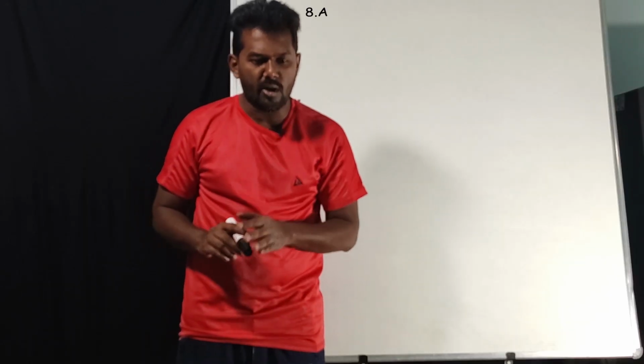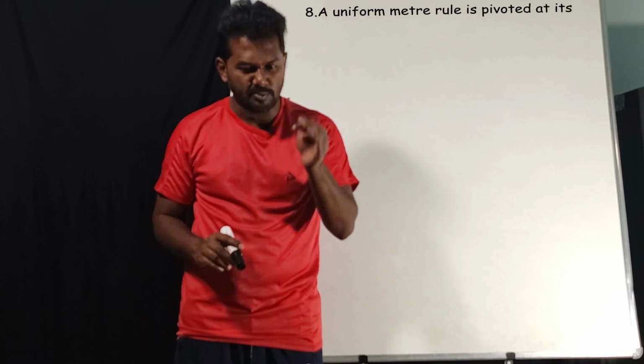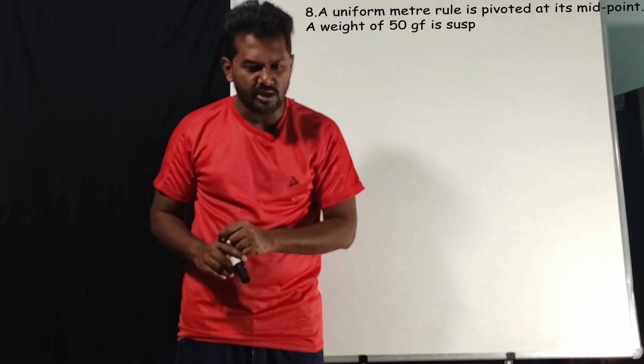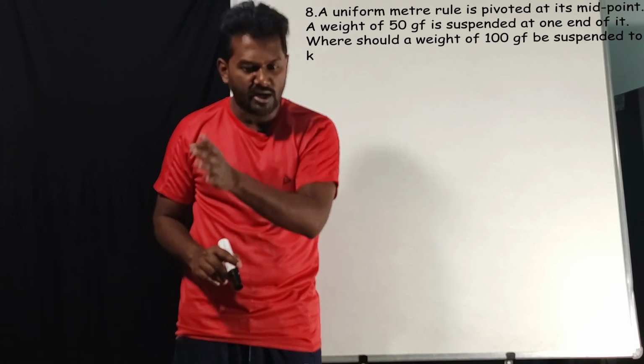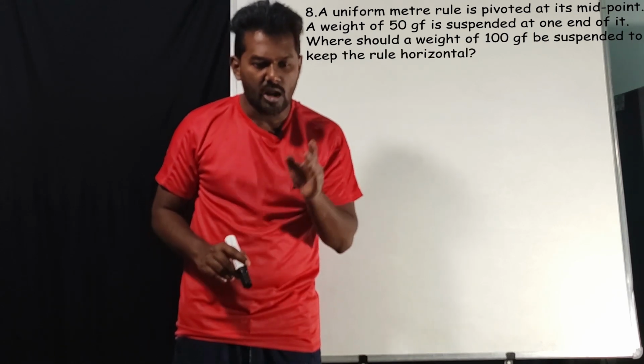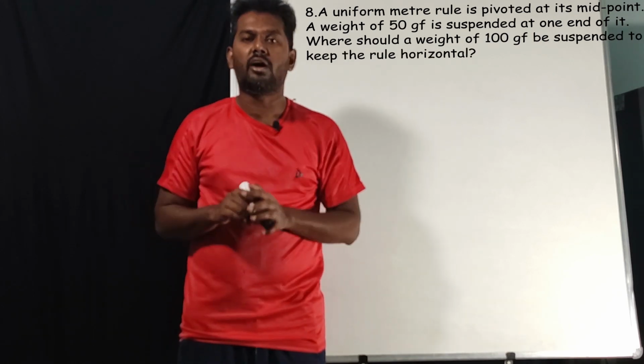That's it. Question number 8. A uniform meter rule is pivoted at its midpoint. A weight of 50 gf is suspended at one end of it. Where should a weight of 100 gf be suspended to keep the ruler horizontal?